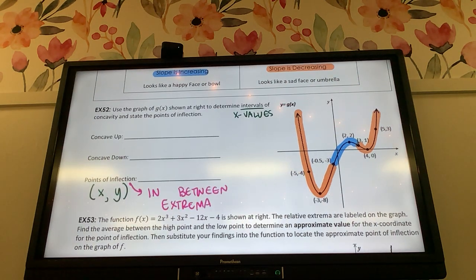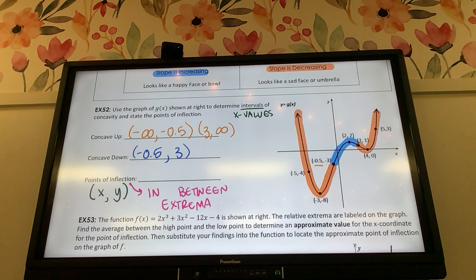All right, so when we are stating where we are concave up, I'm going to say we're concave up from negative infinity all the way to what? Negative 0.5, the x value, negative 0.5. And then we're going to be concave down from negative 0.5 all the way to 3. And then we are going to be concave up from 3 to infinity.